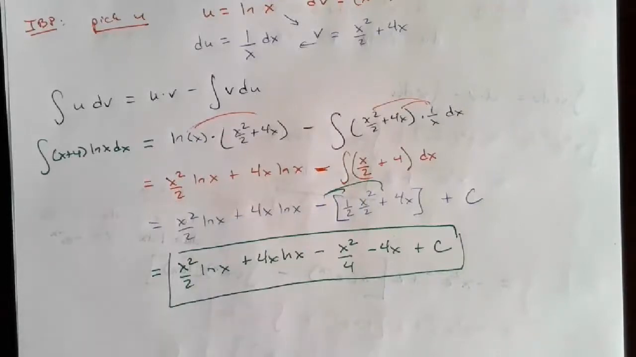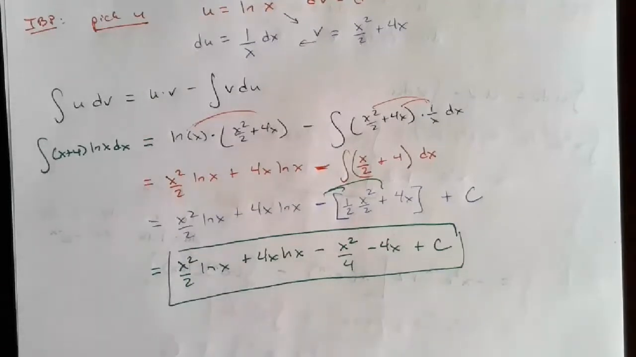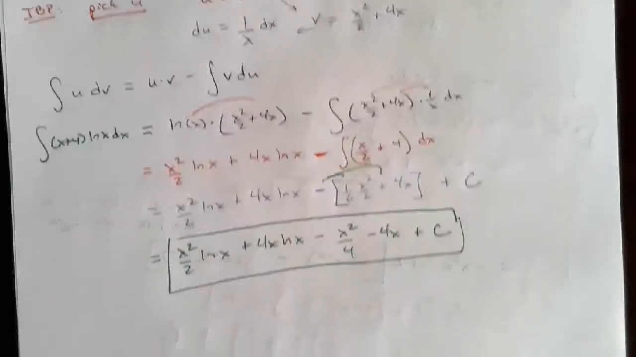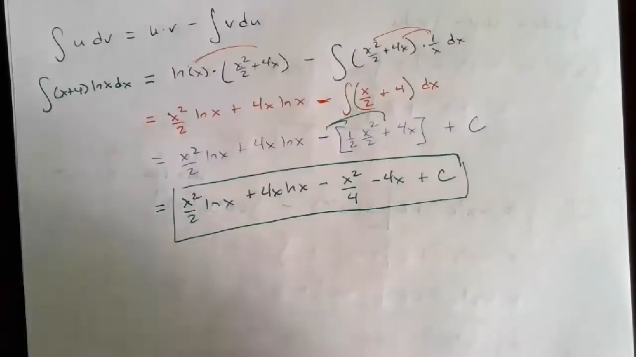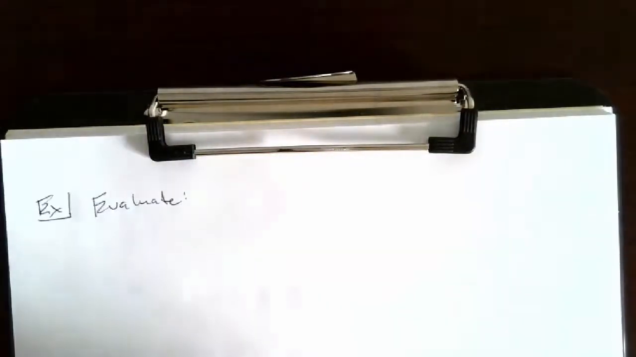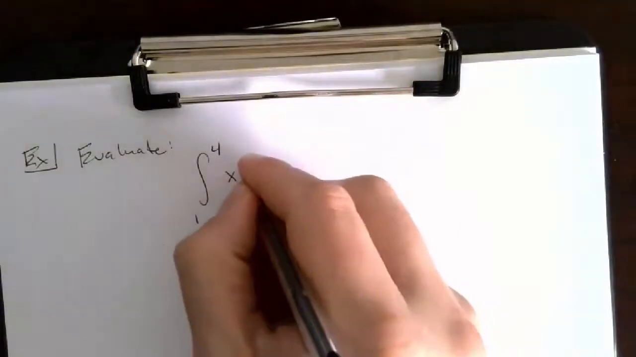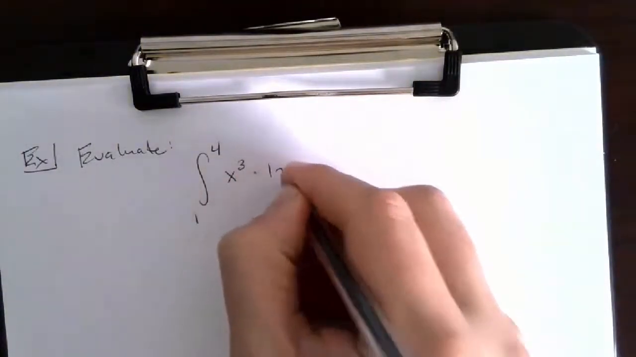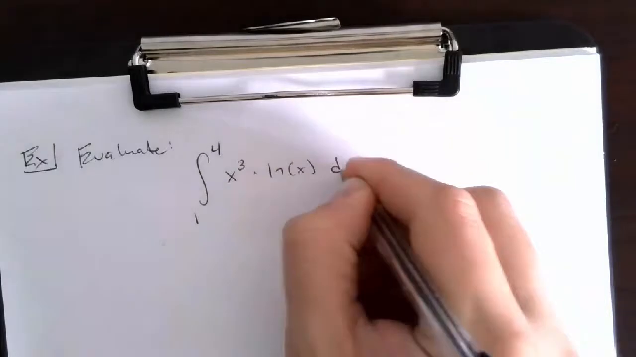We'll just do one more here that shows how to evaluate if you have limits of integration. And I'll do it on a new page. So if we had limits of integration on this, it's still the same process. If I said to evaluate, and I have the integral from 1 to 4 of x to the third times natural log of x dx.